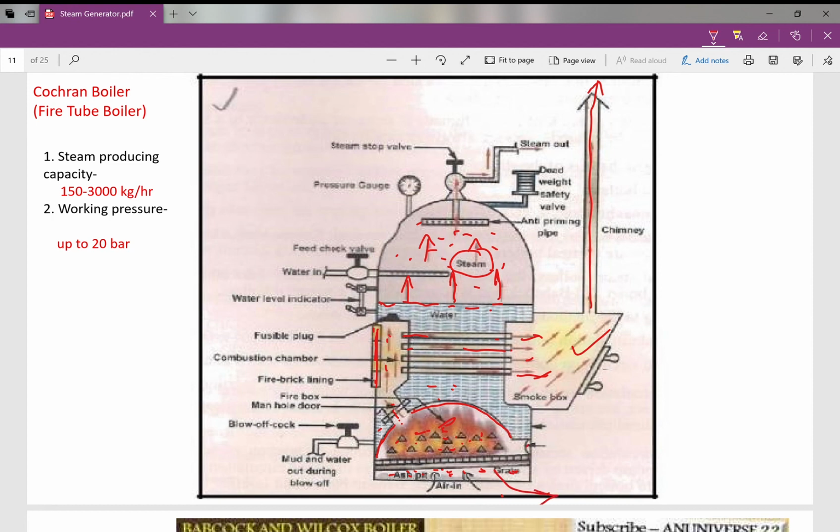And through this one, air is supplied through a blower. So this is about operation of a Cochran boiler. So we should say Cochran boiler is a fire tube boiler which has steam producing capacity ranging from 150 to 300 kg per hour and working pressure that is up to 20 bar.